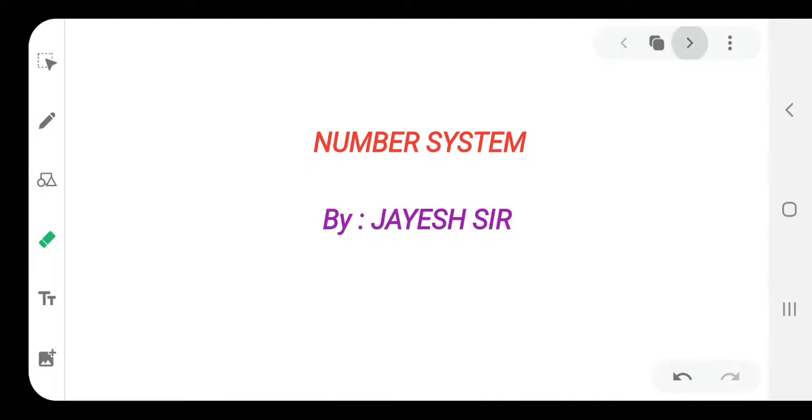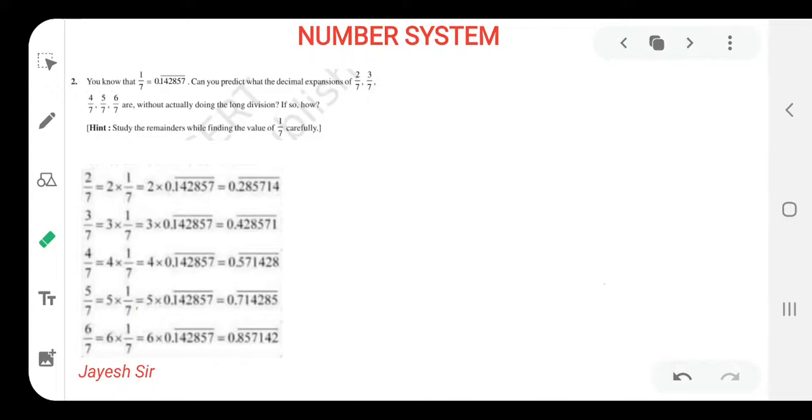The first sum for the day that is to be seen over here is this number. You know that 1 by 7 equals this value. Can you predict what the decimal expression of 2 by 7, 3 by 7, 4 by 7, 5 by 7 and 6 by 7 are without actually doing the long division? If so, how? That means the question is telling us that we need to find this value, but not by the long division method.